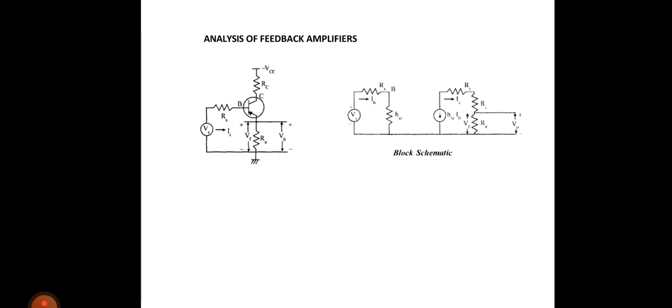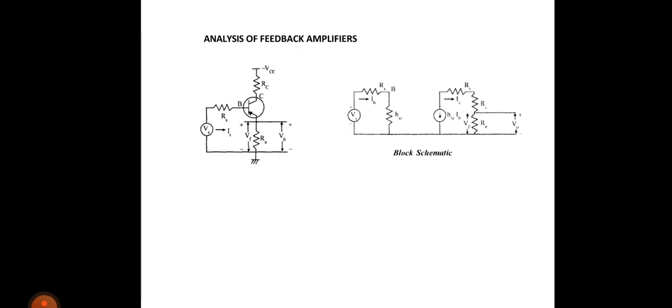So RIF equals what? RI into D. Similarly, what is the D sensitivity factor? So D equals 1 plus AV into beta. So find 1 plus AV into beta. What is AVF? AVF equals AV divided by 1 plus AV into beta. So we will get the AVF value.